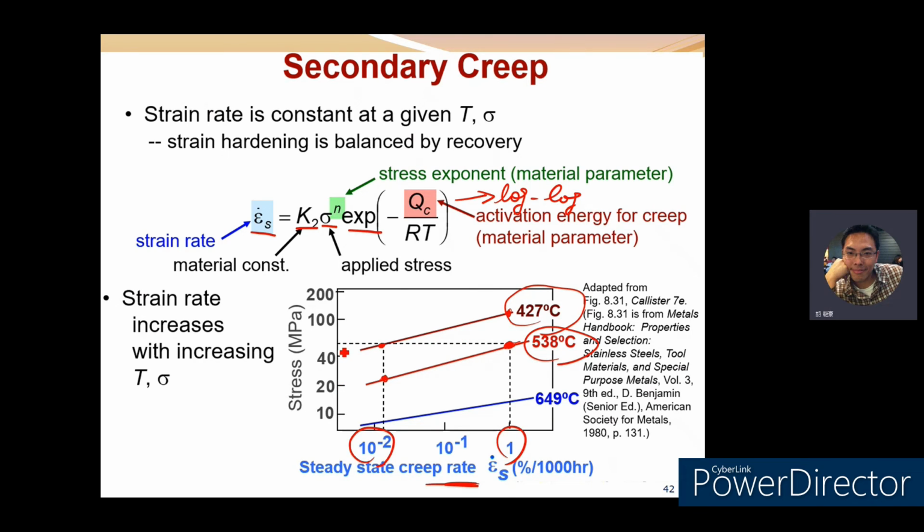So let's plot this figure like this. Like this line. This point has the higher temperature, 538 Celsius, and this point has the lower temperature, 427, right? So the temperature at 538 gets the higher strain rate, and at the lower temperature, its strain rate is still lower.